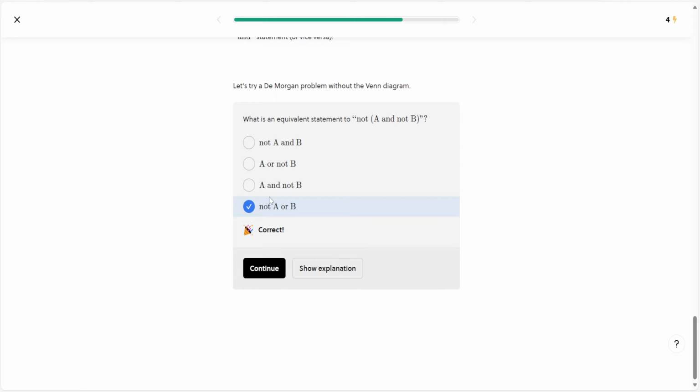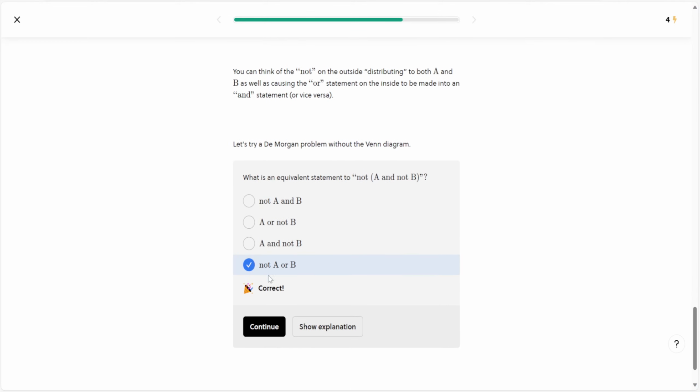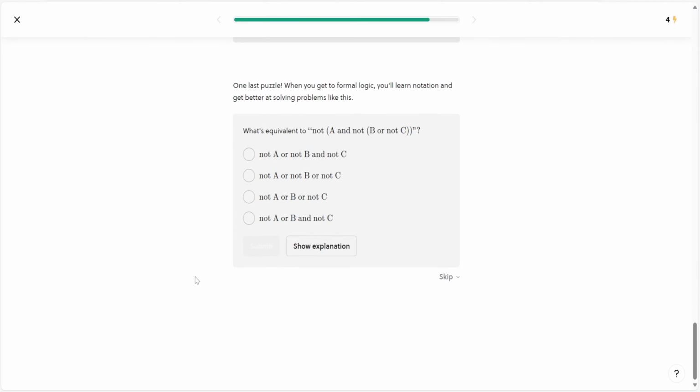Yeah. Whatever, man. I'm never going to remember any of this stuff. This is impossible. I don't even understand it. I'm just following what it's telling me to do, and it's not sinking into my skull at all. One last puzzle. When you get to formal logic, you'll learn notation and get better at solving problems like this. Oh my goodness. What on earth am I looking at here?